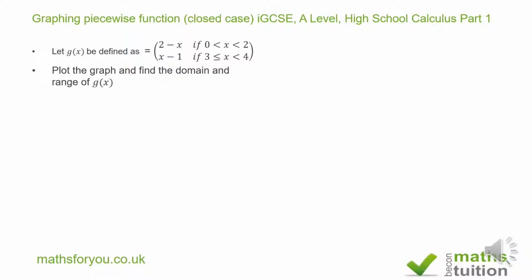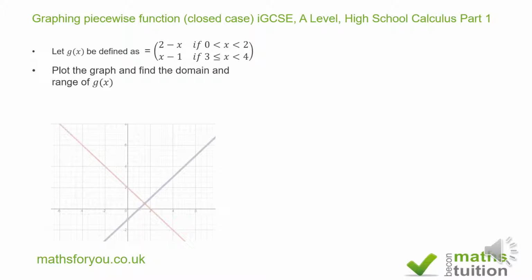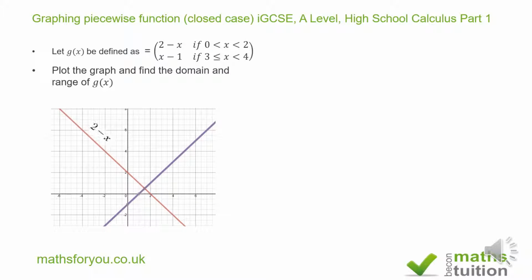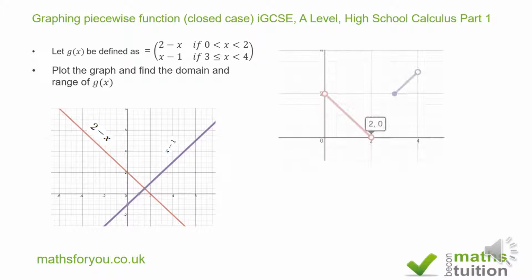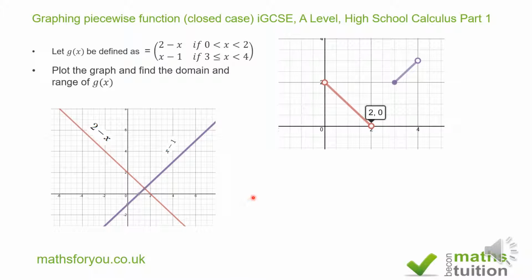Now, firstly, what I've done is to plot the graph of y is equal to 2 minus x and y is equal to x minus 1 with no restrictions at all. And that's what our graph looks like. If we now impose our restrictions, our graph will look something like this one here. Note here that in this case there are restrictions.